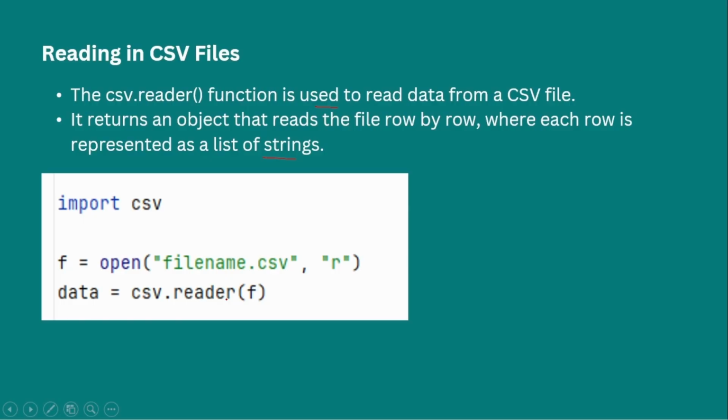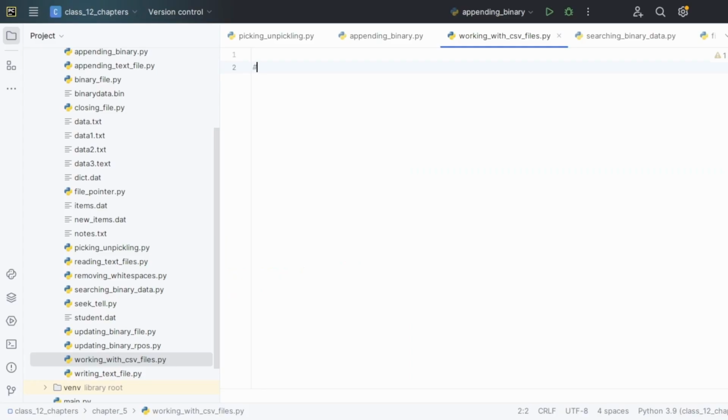Okay, so we'll do some practice questions in PyCharm so that all the topics of working with CSV files become clear. We'll start with a program: create a CSV file and store student details. These are roll number, name, marks. So we have to create a CSV file and store these student details.